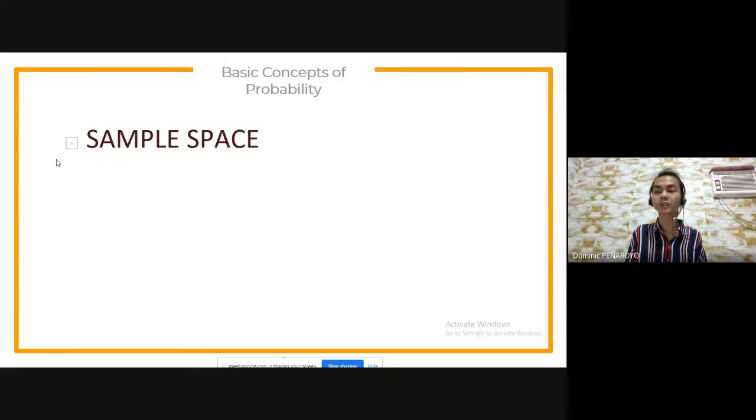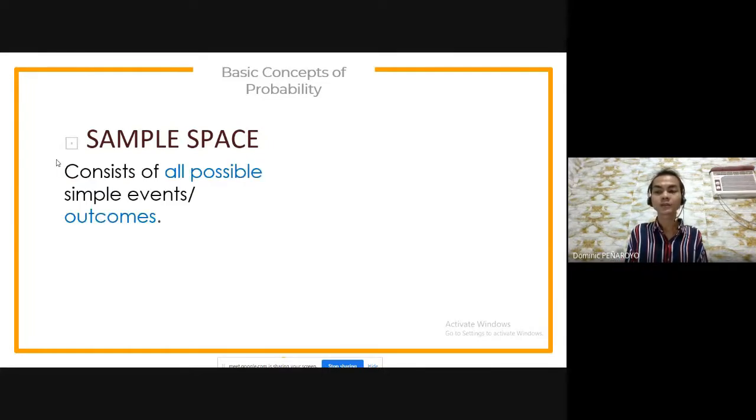Another term that you need to remember is the sample space. When we say sample space, it consists of all possible simple events or outcomes. So again, it is a list of all the possible outcomes. Like for example, rolling a die. The possible outcomes in rolling a single die are 1, 2, 3, 4, 5, and 6. All you need to do is list all possible outcomes and we call that the sample space.